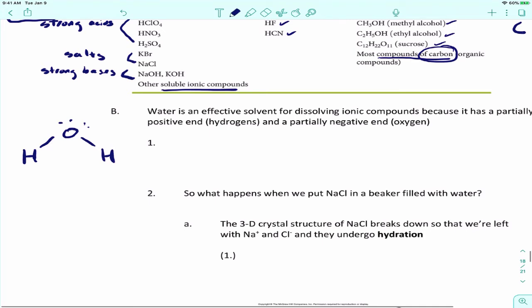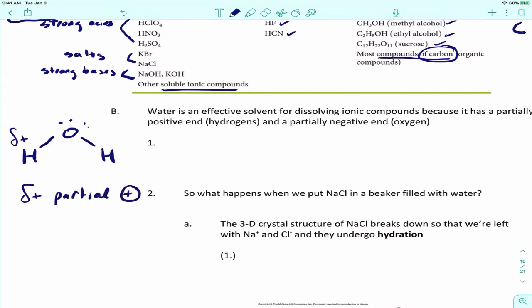If we look at that bond between the O and the H, the hydrogen end tends to have a partial positive end, and to indicate that there's a partial positive charge, I use a lowercase delta to indicate that. A delta plus tells us that we have a partial positive charge. And the oxygen will have a partial negative charge because it has the lone pairs. Okay, so because you have the partial positive and partial negative ends, water is a polar solvent.